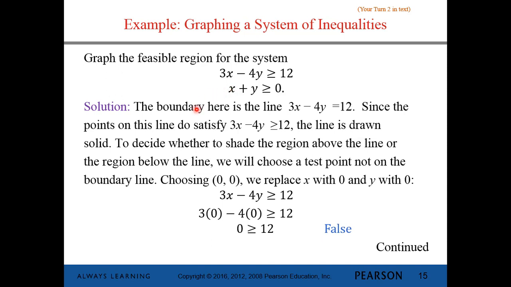The boundary line here is going to be this, so we're going to use the equals. Since the points on this line do satisfy this inequality, the line is drawn solid, because it has an equal sign in here. To decide whether to shade the region above the line or below the line, we will choose a test point. Again, we can use 0, 0. In this case, 0, 0 gives us a false statement, and so 0 is not included in the region. So we're going to shade the region on the other side of the line.